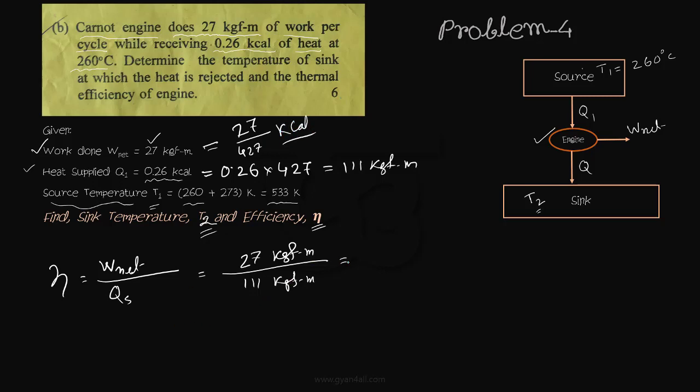So the efficiency is equal to 0.243, or you can say 24.3%. The efficiency of the Carnot engine is 24.3%. Now we have to find out the sink temperature T2.